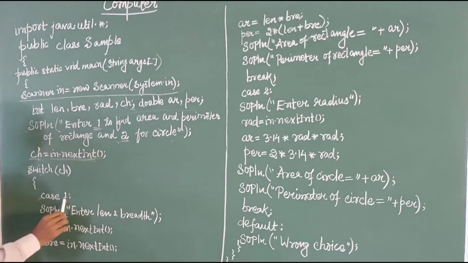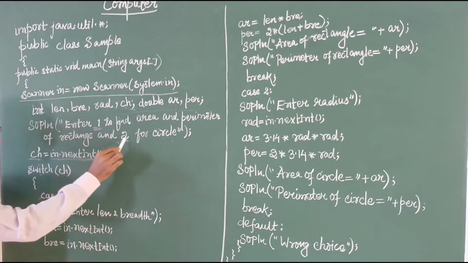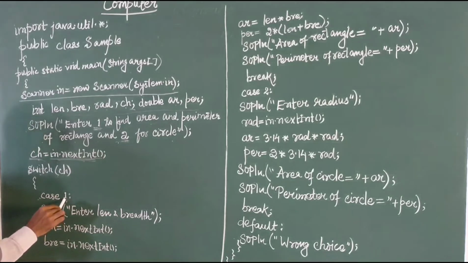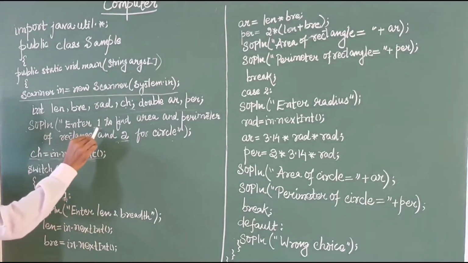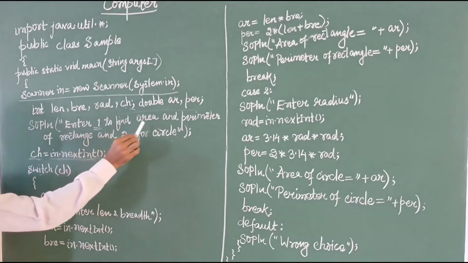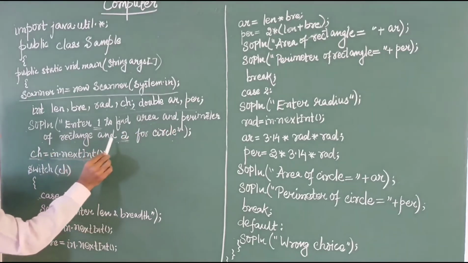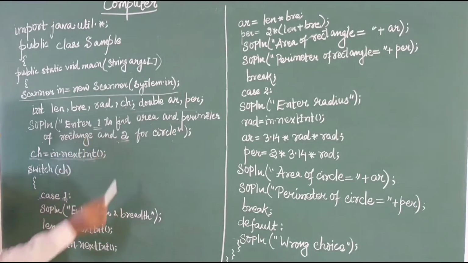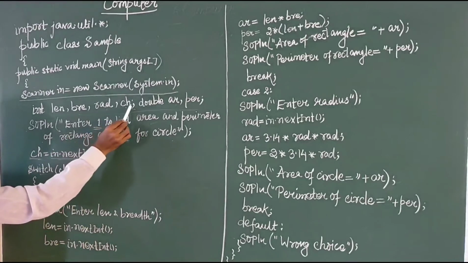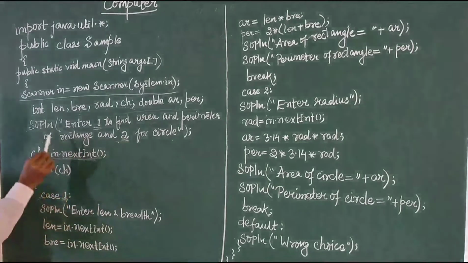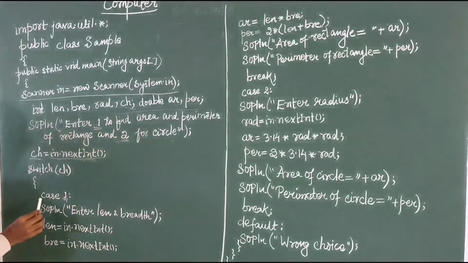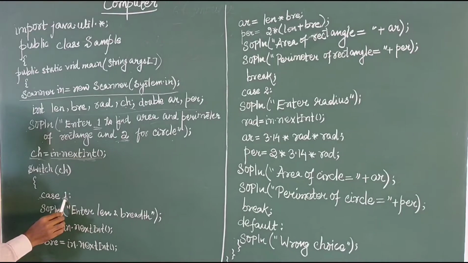Case 1. Why case 1? Because you have given only two choices, 1 and 2. You cannot write A or B here. You have to write the same number. If you have used a number, then you have to write the same number. If you have used a character, suppose enter A to find area and perimeter of rectangle and B for circle, then for A or B you would have needed ch as char. Since 1 and 2 are integers, that is why I have used ch as int. Clear? Case 1.